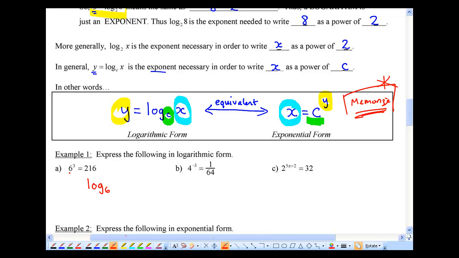So the exponent's 3. So I'm going to write down 3 equals log base 6. And then x is the number, so 216. So if I wrote down log base 6 of 216, that's equivalent to me writing down the number 3, which is equal to the exponent in my power. Okay, you try the next one on your own, please.